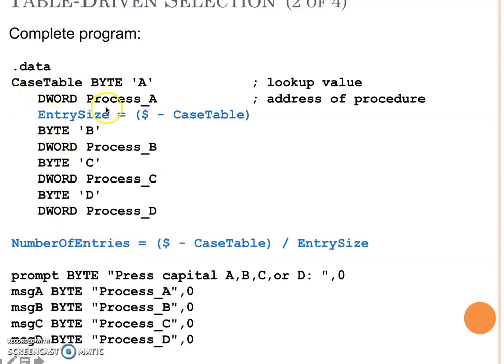And also entry size is important. Entry size actually means how many bytes each element is, right? So later, we will use this one to increment the offset in each loop.